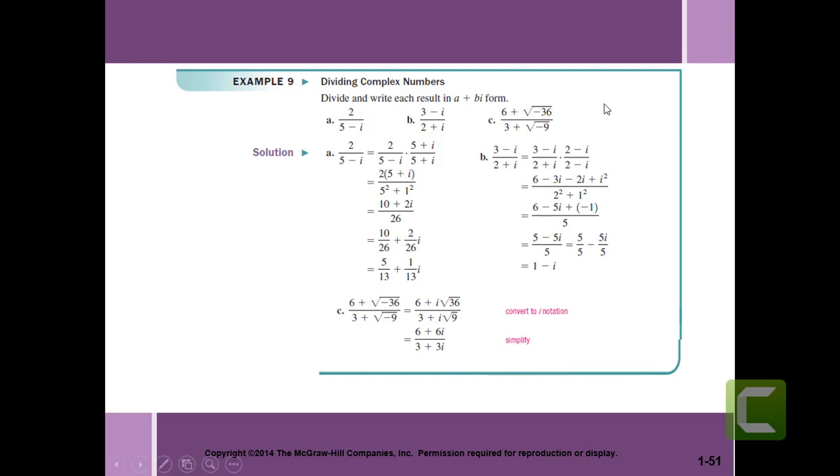Now C. Now here we're going to do it a little differently. Now we're going to rewrite this in terms of i. So we get one more step. All we have to do is rewrite this in terms of i.